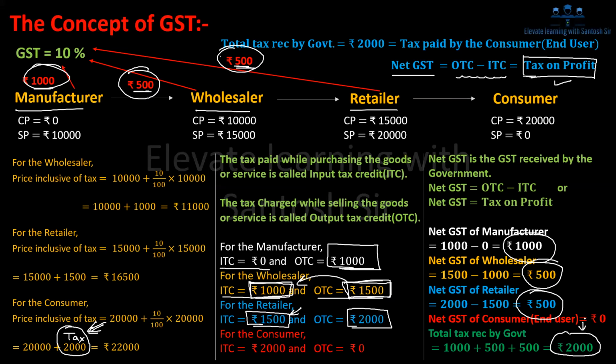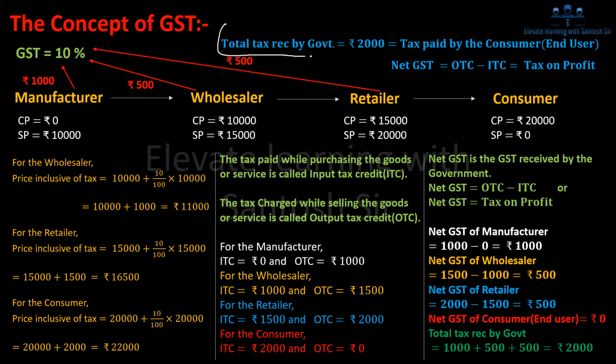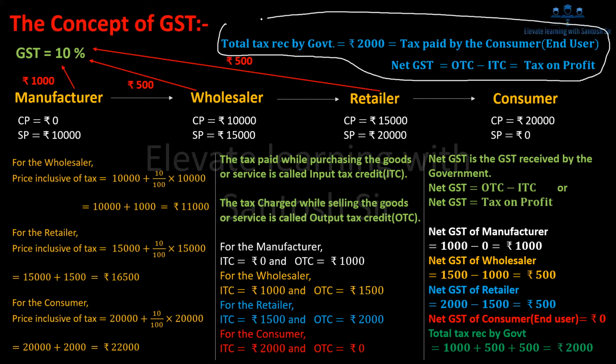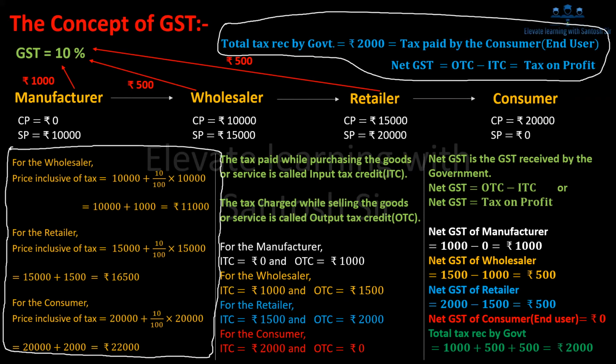The only taxpayer is the end user, that is the consumer. I hope you have understood the concept of GST. Now, remember these two relations because they will help you a lot. Also, many times they ask you for the price inclusive of tax. So price inclusive of tax is always the cost price plus the tax on it. It is made up of two things, the cost price and the tax, for anyone, maybe the wholesaler, the retailer, or the consumer. Price inclusive of tax will be cost price plus the tax.